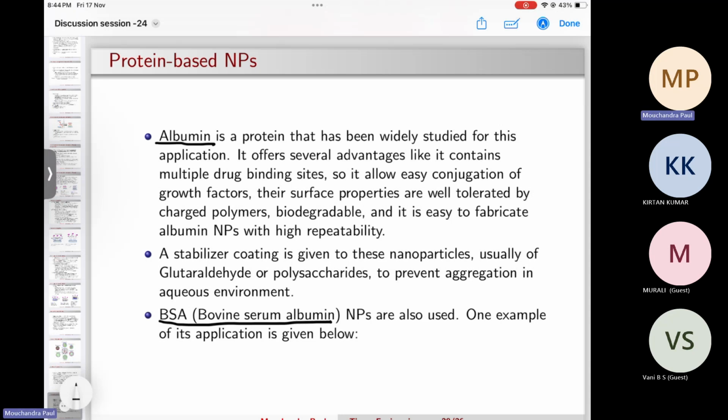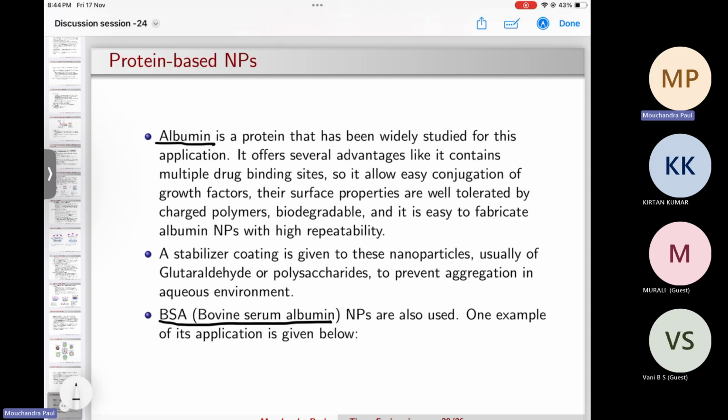First, these proteins themselves have binding sites, and you can use them to conjugate your drug. You conjugate your growth factors. Then, you can further coat these protein nanoparticles with charged polymers like polyelectrolytes. If you want to do that, it is possible.